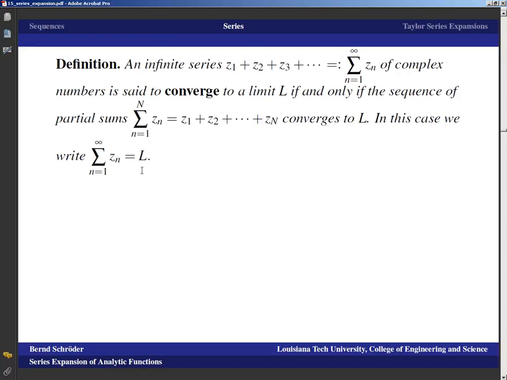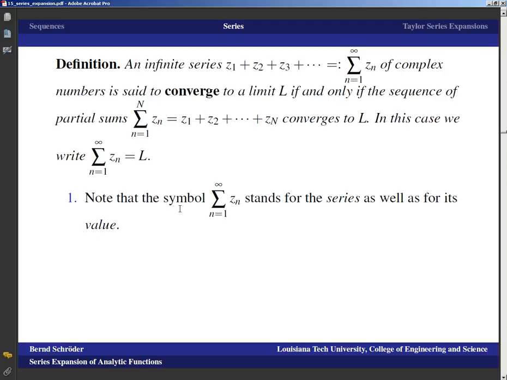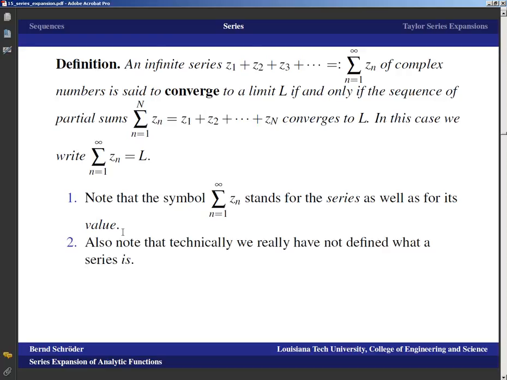In this case, we also write that the infinite sum is equal to L, and we note here that the symbol for the infinite sum stands for the series as well as for its value. We also note that technically we really haven't defined what a series is, and that is very common. I've looked for that quite a bit, and I have yet to find a text where people say such and such is a series. I think the closest is that implicitly we realize this thing is essentially a sequence of partial sums, but that becomes very unhandy, and really we want to think of series as infinite sums. It's just that technically speaking, these things will always be limits of partial sums.